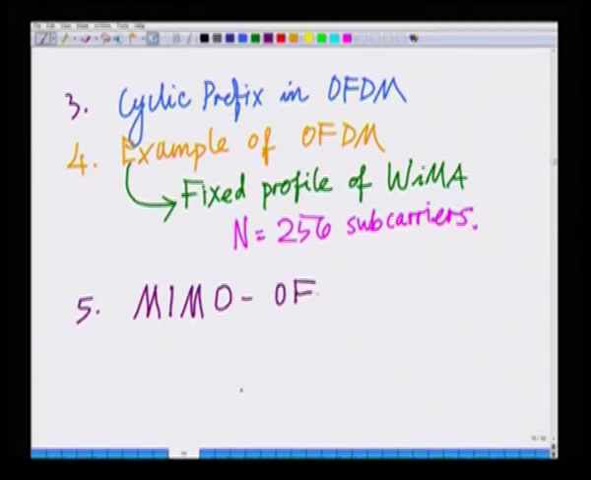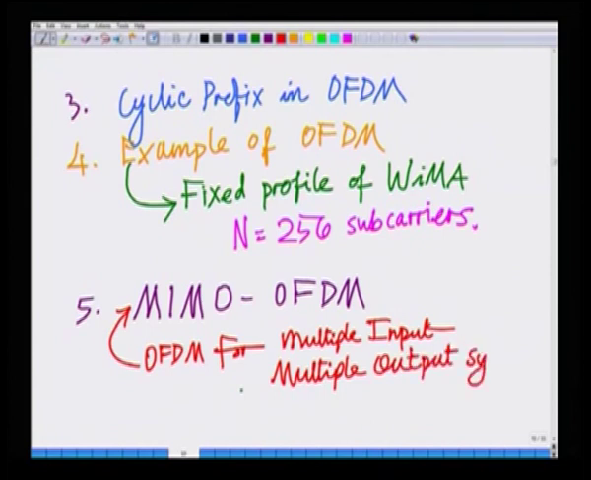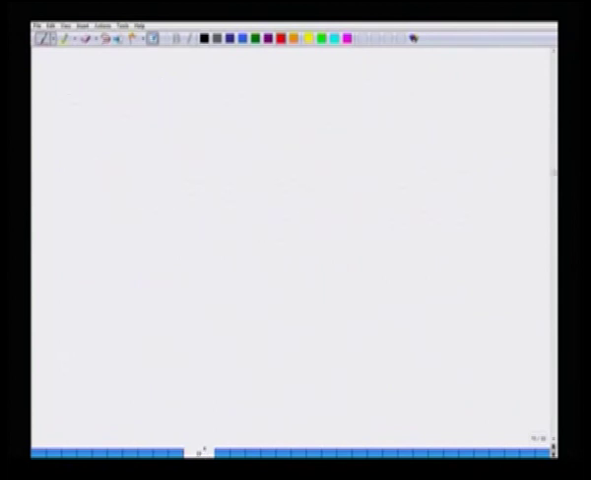And then we looked at an important aspect, that is MIMO OFDM, which is essentially multiple input, multiple output OFDM. That is, this is essentially OFDM for multiple input, multiple output systems.